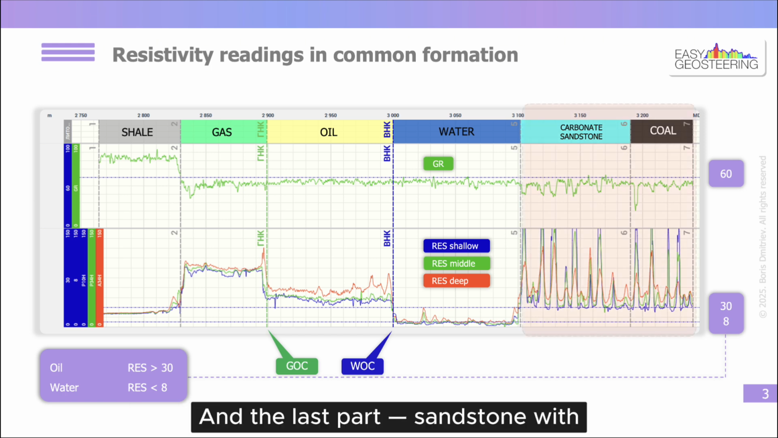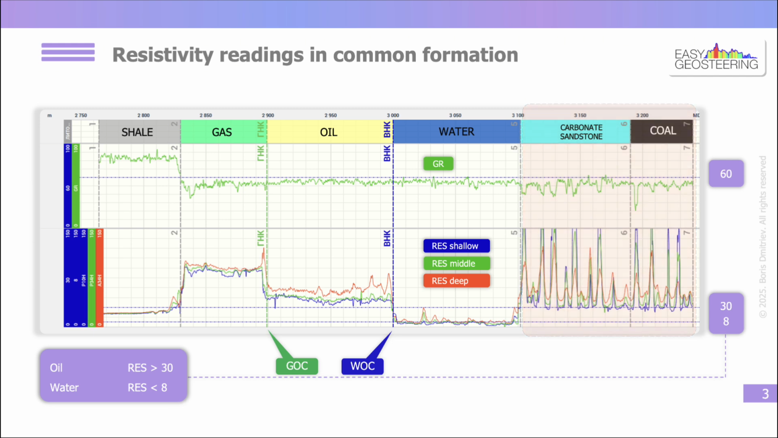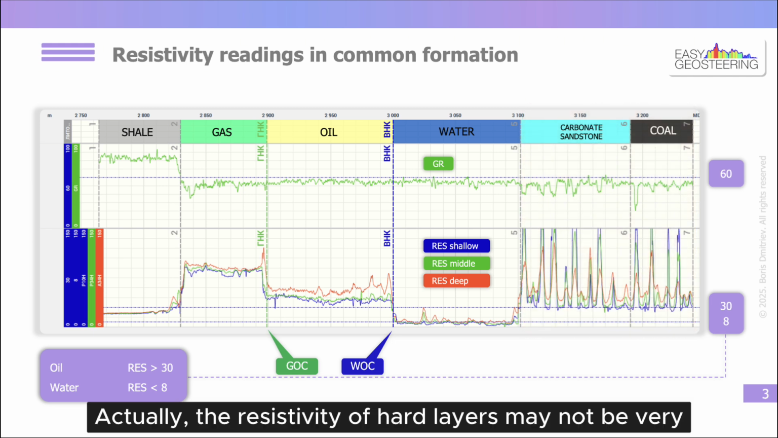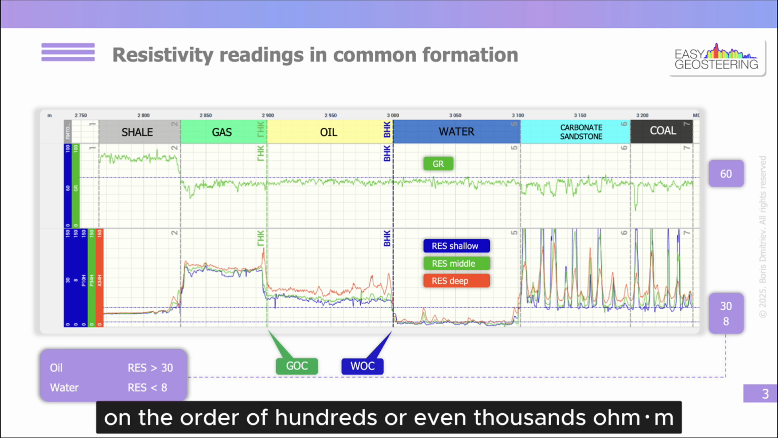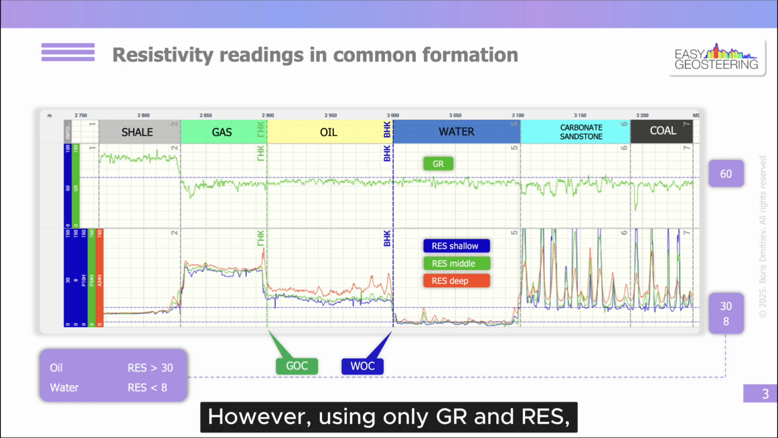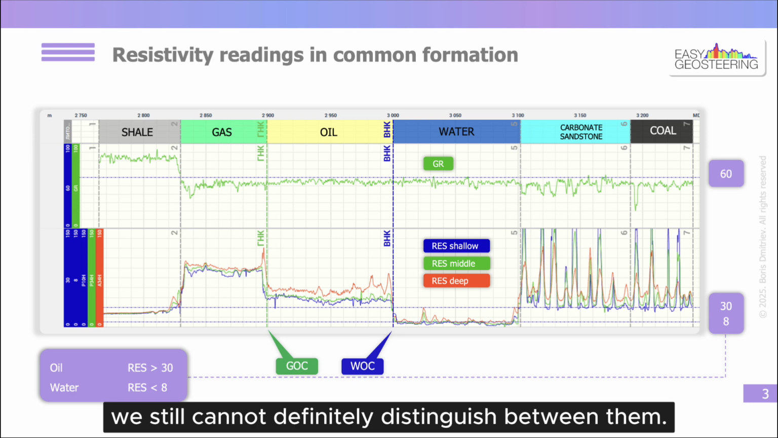And the last part, sandstone with carbonate and coal sublayers. Again, they have similar behavior, appearing as sharp spikes on the log. Actually, the resistivity of hard layers may not be very high depending on its carbonate content, while coal often has a much greater value, on the order of hundreds or even thousands of ohms. However, using only gamma ray and resistivity, we still cannot definitely distinguish between them.